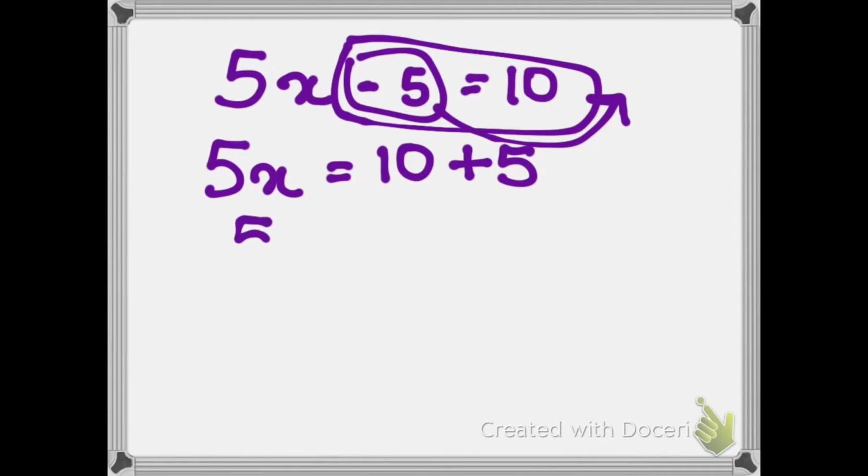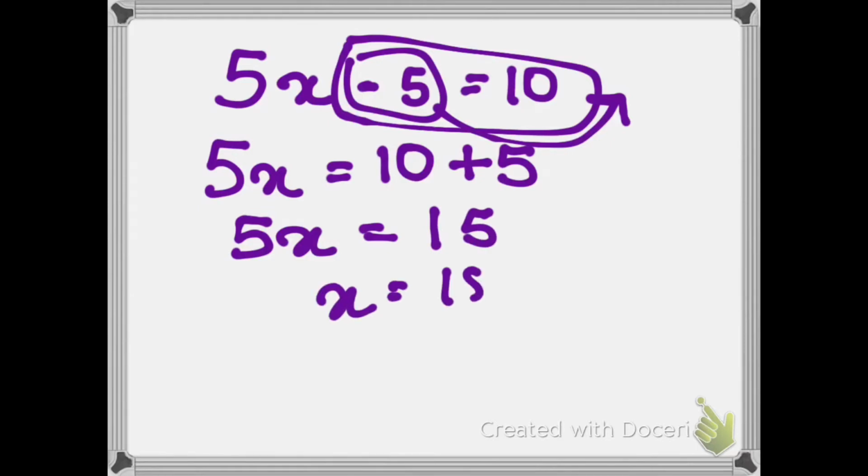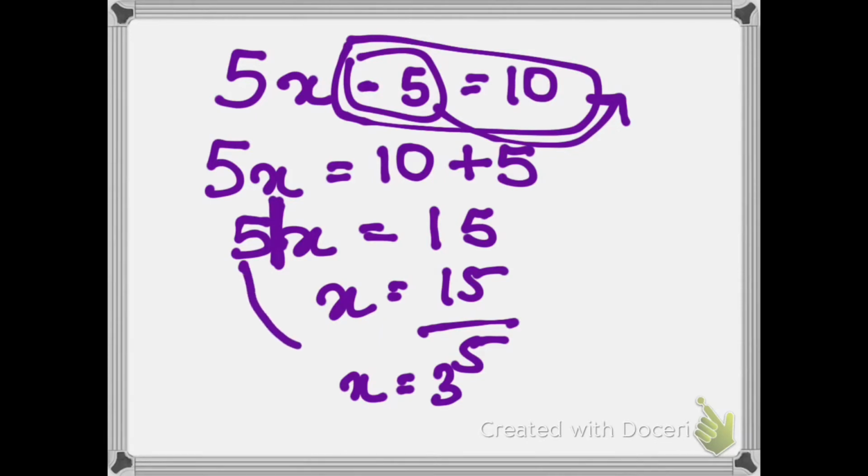Now all I have to do is 5x is equal to 10 plus 5, which is 15. Then x is equal to 15 divided by 5. Same process. X is equal to 3. How did I get divided by 5? Since it was multiply, 5 times x, I divided it and brought 5 there.